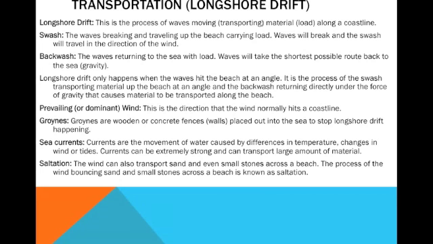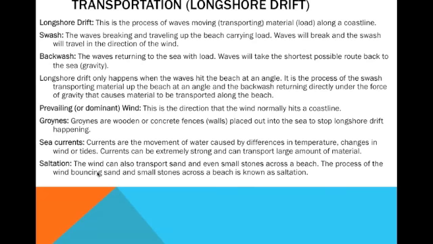See what I'm saying? So it comes in here, but it leaves here. Then it'll come in here and leave here. And this is longshore drift, so it kind of moves the material along a coastline since it's always going shoo, shoo, shoo. So, prevailing, or otherwise known as the dominant wind, this is the direction that the wind normally hits a coastline. A groin, well, they're wooden or concrete fences or walls that are placed out into the sea to stop longshore drift from happening.